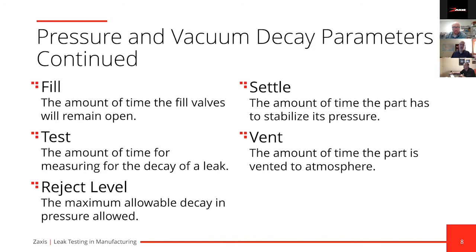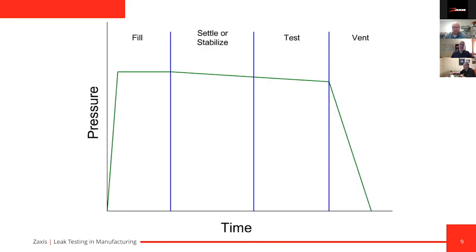Now if we look at that graph again, and we start applying the limits to that graph. During fill, we have our plus and minus tolerances. As long as your pressure stays between the tolerances, then you will continue to the next step.